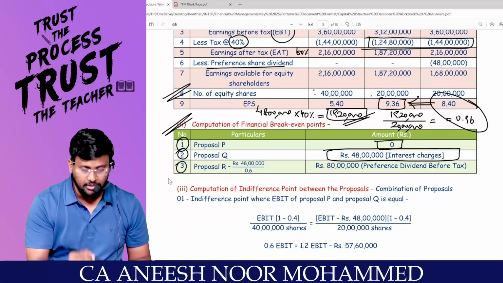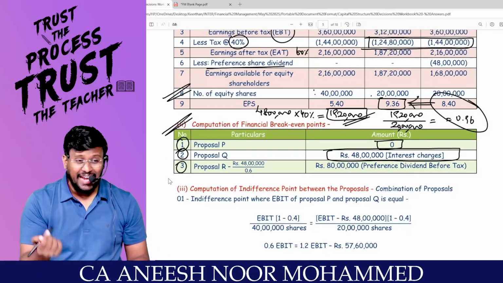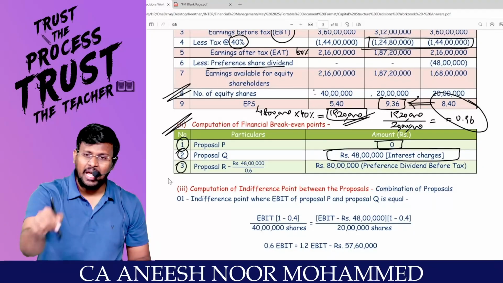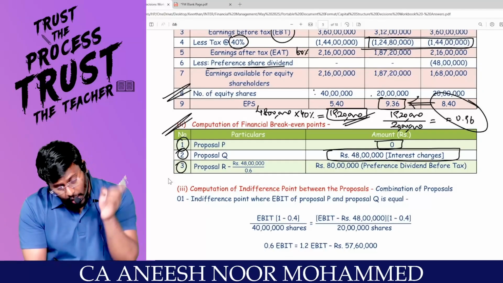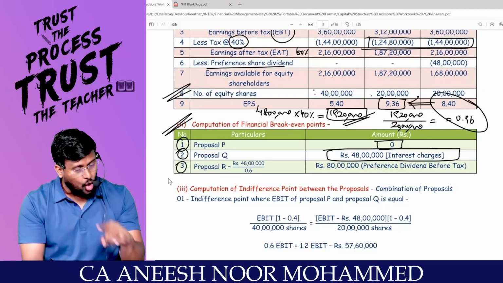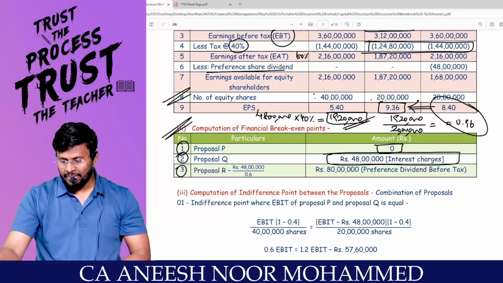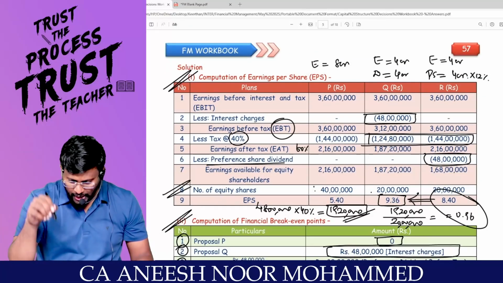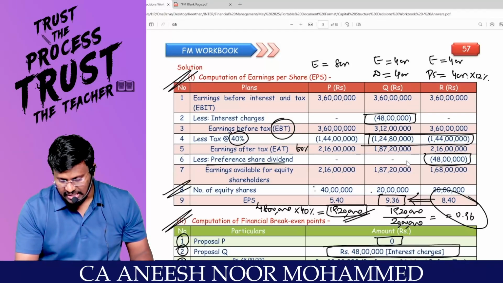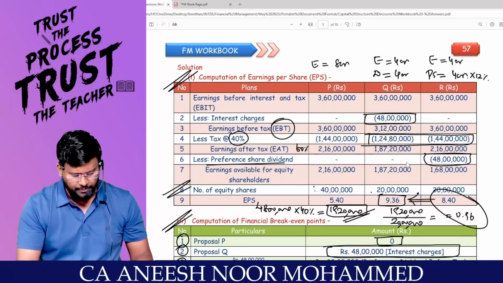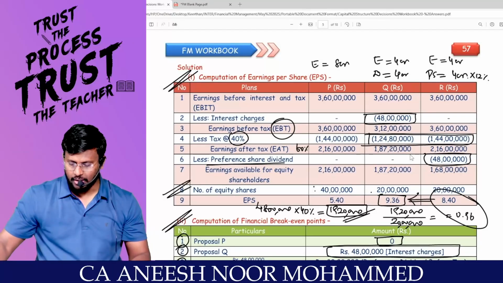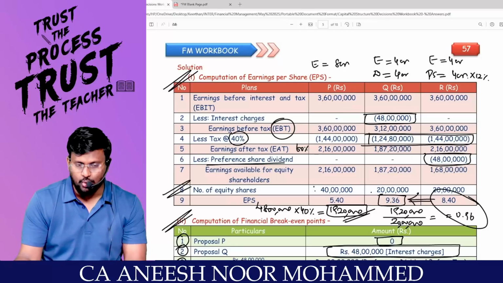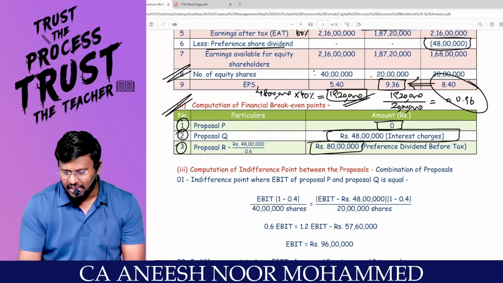In situation number 3, I don't have interest. I have to pay preference dividend. But in order to pay preference dividend, I have to pay tax on preference dividend. That is called tax on preference dividend. Clarity? That means how much preference dividend am I going to pay? 48 lakhs. This will be, my dear lovable students, sir, 60%. Am I right? 60%. So calculator: 48 lakhs divided by 60% comes to 80 lakhs of EBIT.